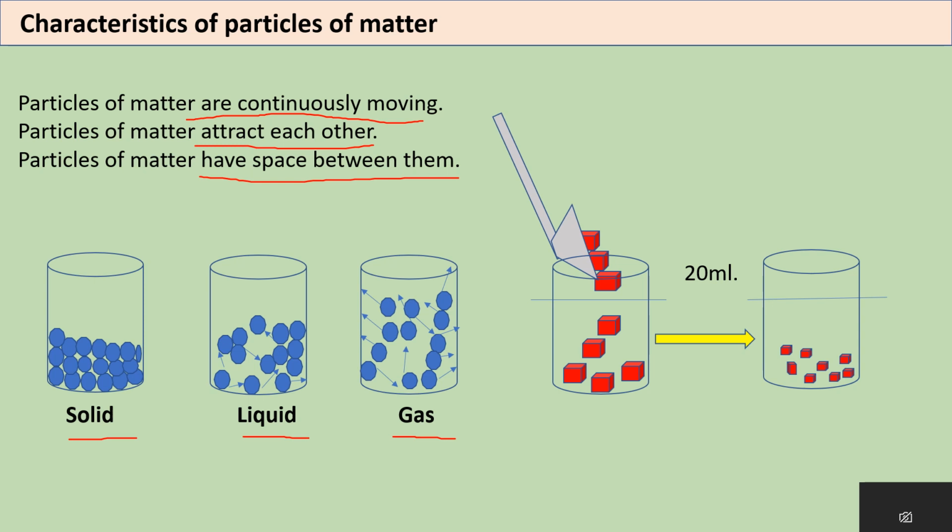To understand the property particles have space, let us do an activity. Let us mix sugar cubes in 20 ml water. We see that the volume of water remains the same after the sugar cubes dissolve. This is because the particles of sugar take the space in between water molecules.